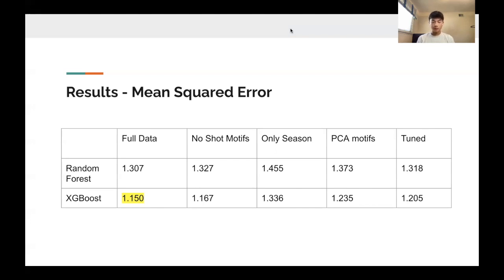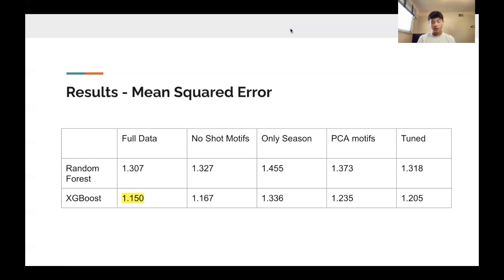The worst performing data set for both of these was the only season data. So without the motifs, that was the worst performing, and the best performing was the full data. Also, for all five of these data sets, XGBoost outperformed random forest. The best performing was the full data, as the mean squared error was the least.